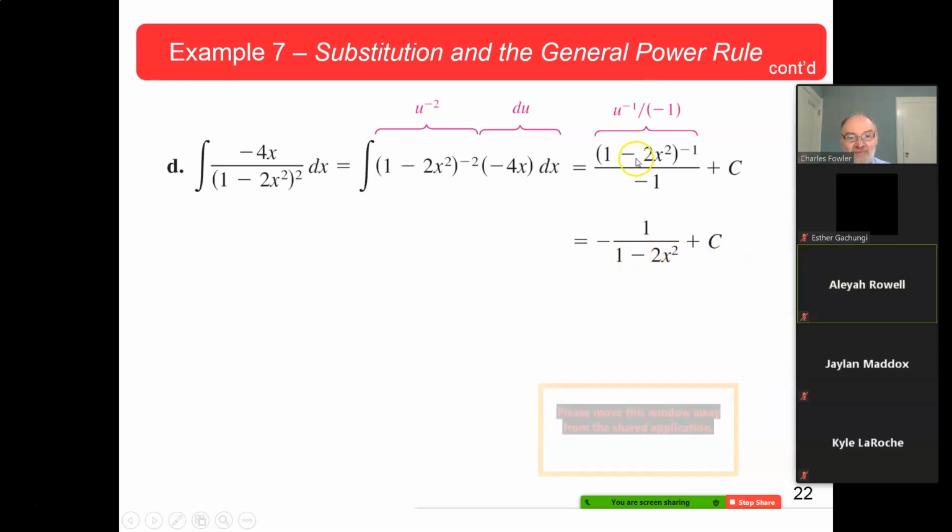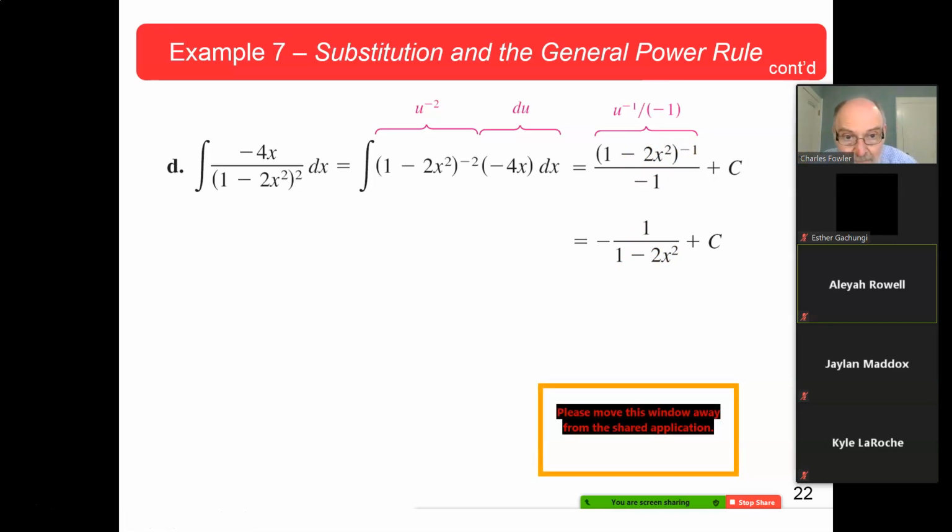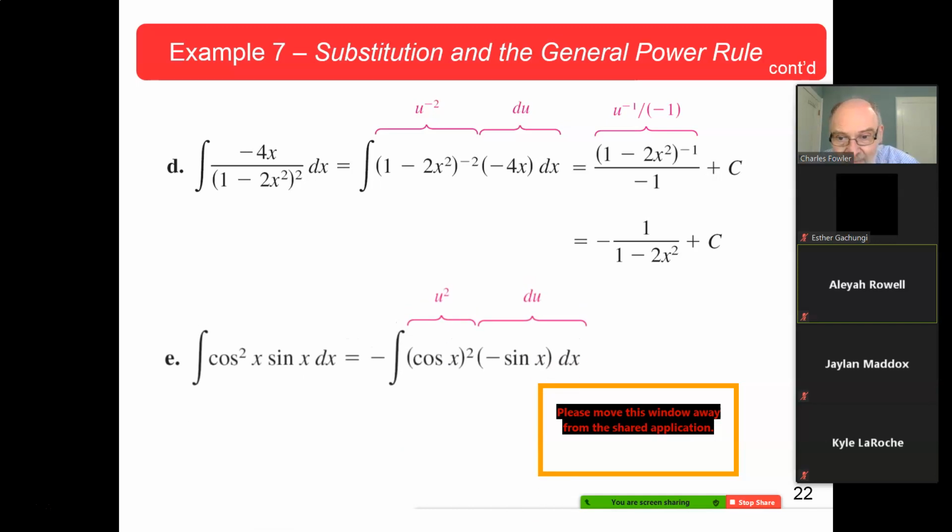This is that thing to the minus 1 power. Put it in the denominator to the first power. It's just that. So there's the answer. Any question on that one? Does it make sense? Okay, let's see if we can get e to come up. There it is. All right.